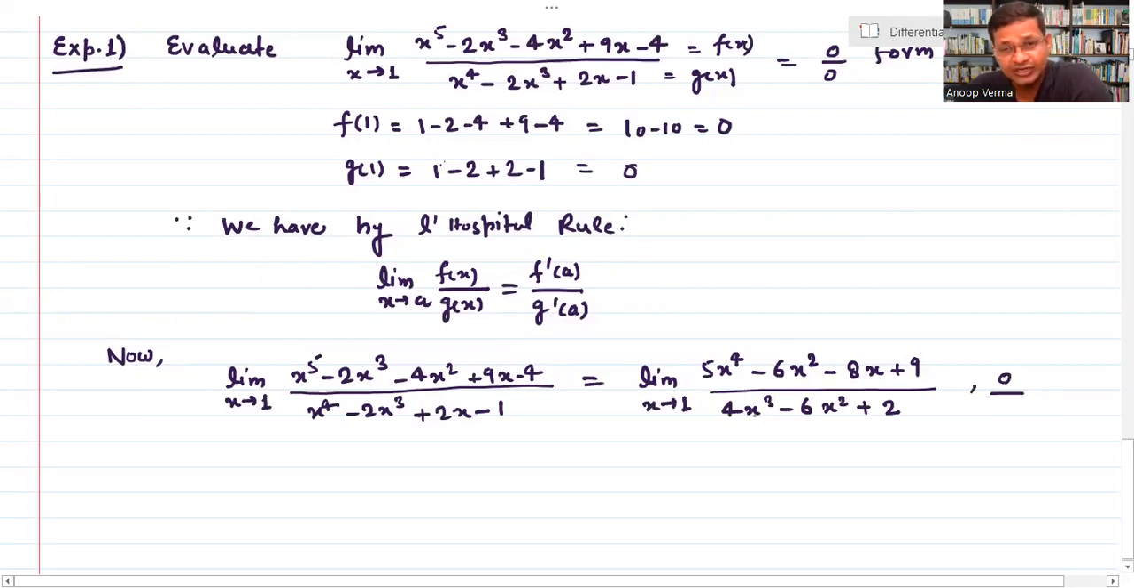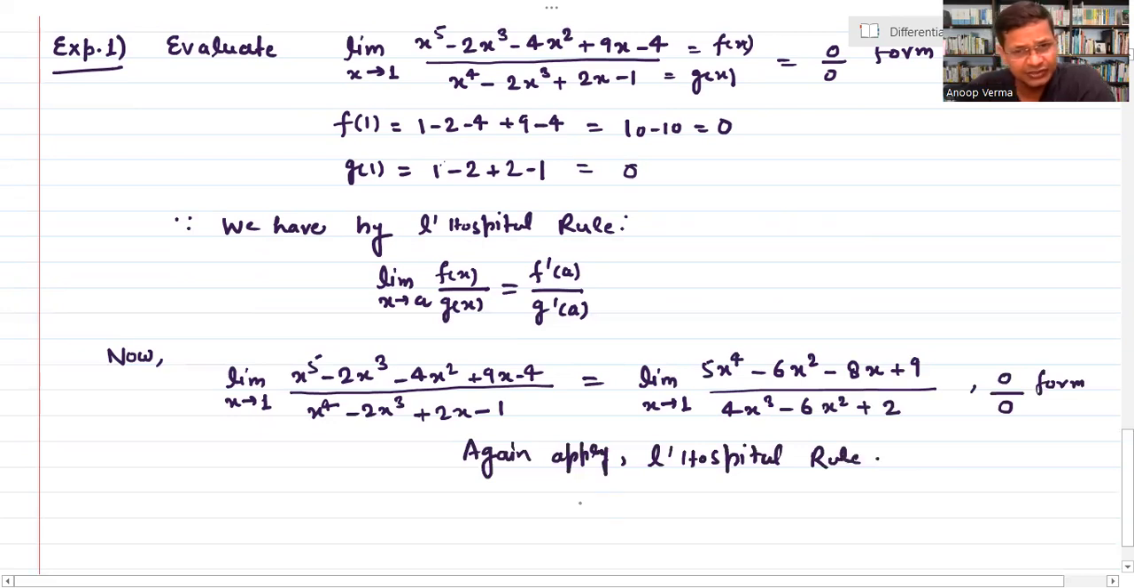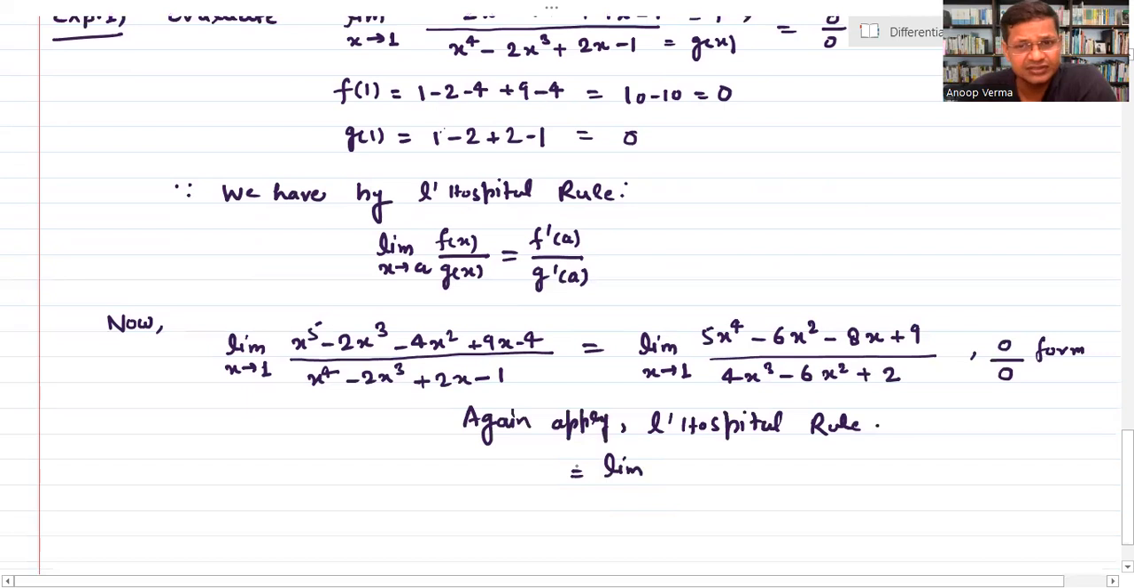And when you put x equals to 1 here, this is 4 minus 6 plus 2, this is 6 minus 6 equals 0. So this is again 0 upon 0 form. So again apply L'Hospital rule. So that will be equal to, limit x tending to 1. Again हम differentiate करेंगे इसको.